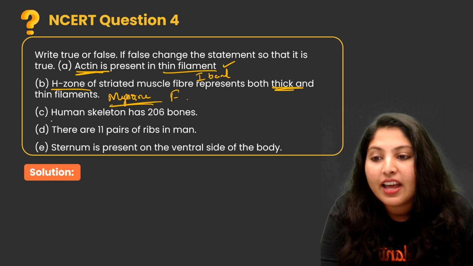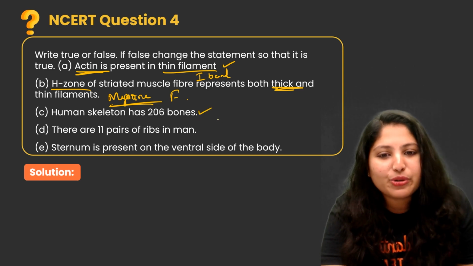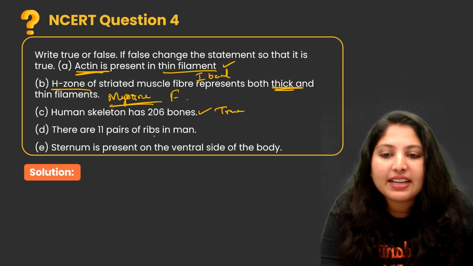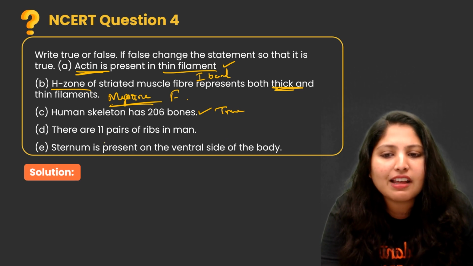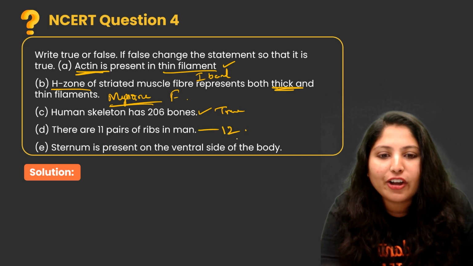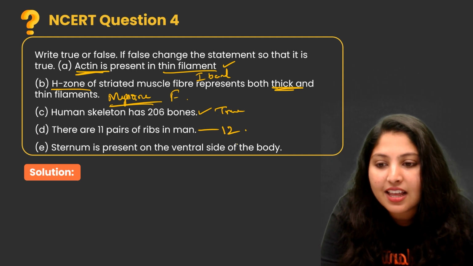Okay, next one. Human skeleton has 206 bones. This is true. Yes, next one. There are 12 pairs of ribs in man. How many pairs of ribs are present in humans? It is 12. Okay, 12. Actually, this statement is wrong. The right answer is 12.